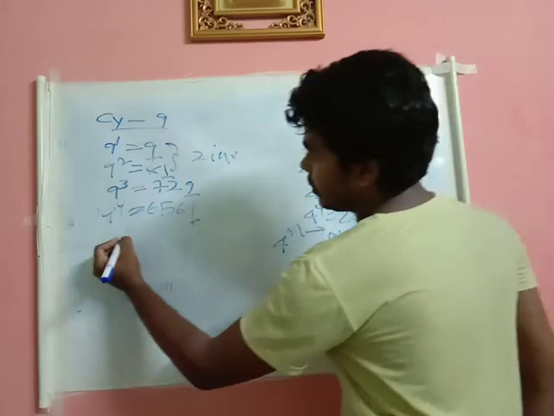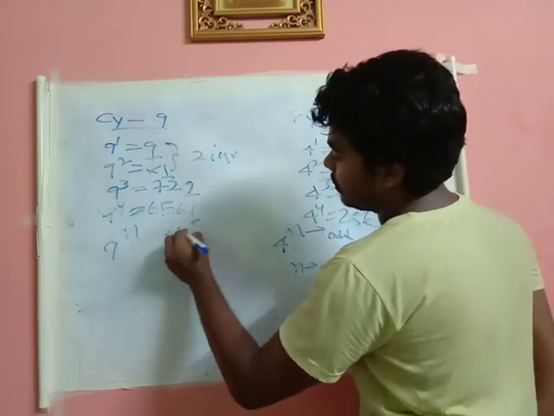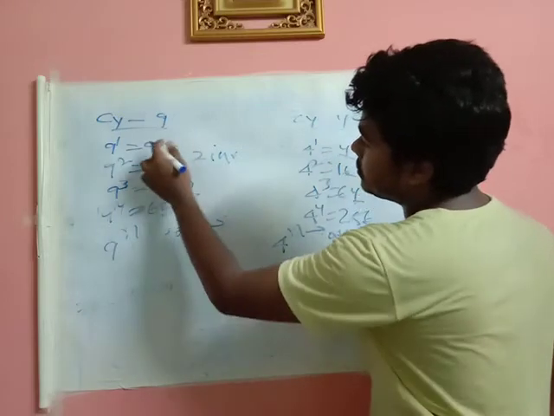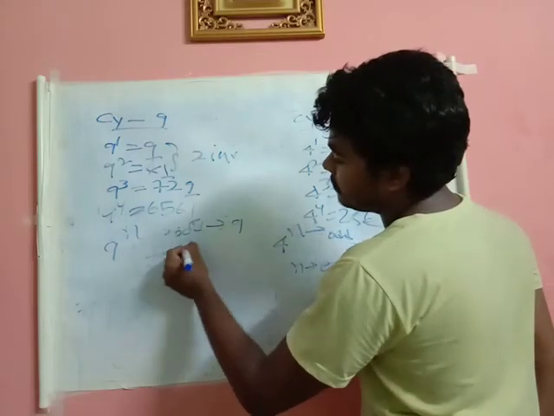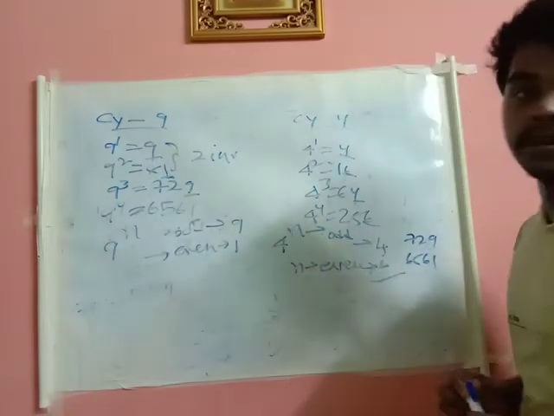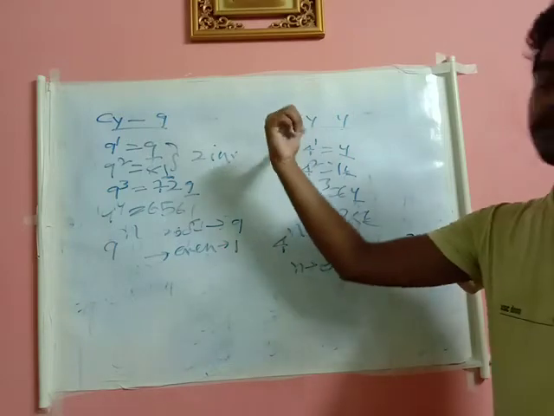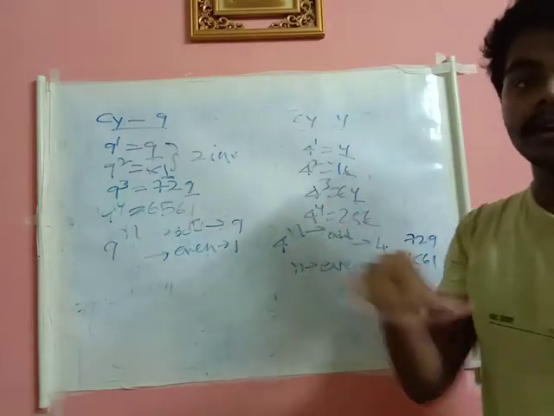In the same way, coming to 9 power n: if n is odd, the unit digit is 9. If n is even, the unit digit is 1. Okay now? So it is the same case. Cyclicity of 4 and cyclicity of 9 will come under one case.